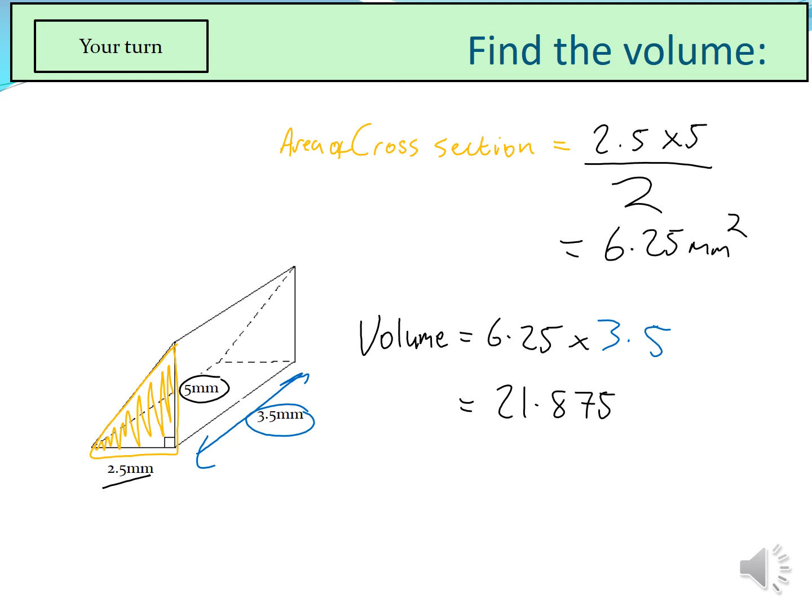So if we use a calculator and put in 6.25 times 3.5, we get a volume of 21.875 millimeters cubed. What I'd like you to do in situations like this is to round to 2 decimal places. So let's round this to 2 decimal places. I'm just going to put my line here, so we know that we're rounding to 2dp, and we get 21.88 millimeters cubed. And that is our final answer for this one.